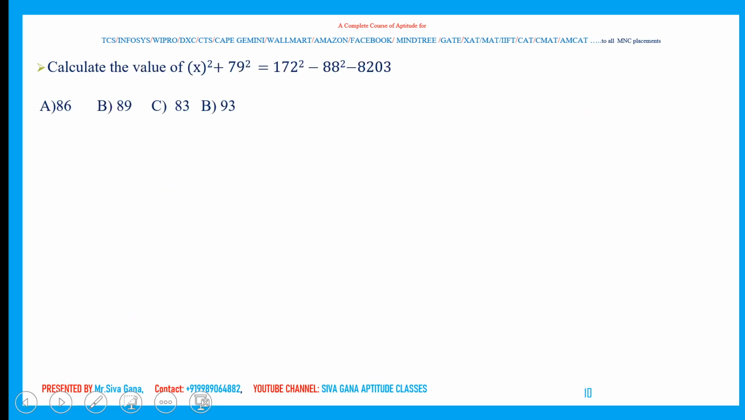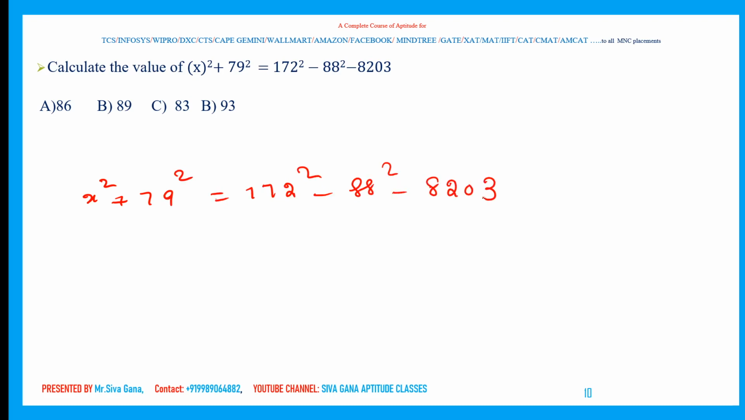Next question. Calculate the value of x in this. Right? x square plus 79 square is equal to 172 square minus 88 square minus 8203. As the calculator is not allowed, you should do this manually. As the options are available, let us see. Based on the given options, if x unit digit is 6, I can put this answer. If x unit digit is 9, I can put this answer. If x unit digit is 3, I can eliminate A and B.